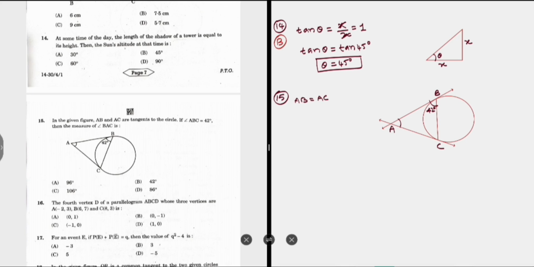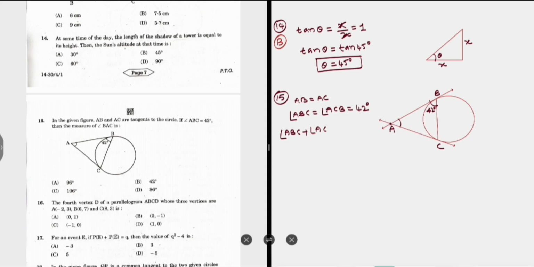Because lengths of tangents drawn from an external point to the circle are equal. AB and AC are equal. So triangle ABC is an isosceles triangle. Angle ABC will be equal to angle ACB, which is given as 42 degrees. Now take the sum of three angles in a triangle, that is angle ABC plus angle ACB.